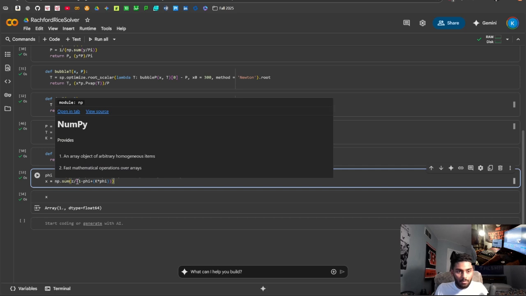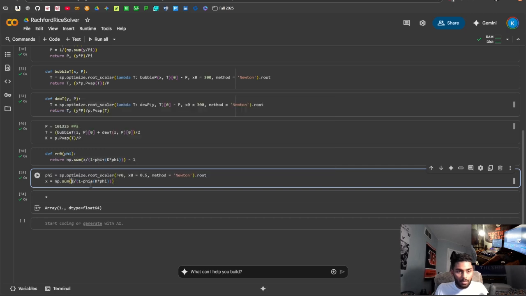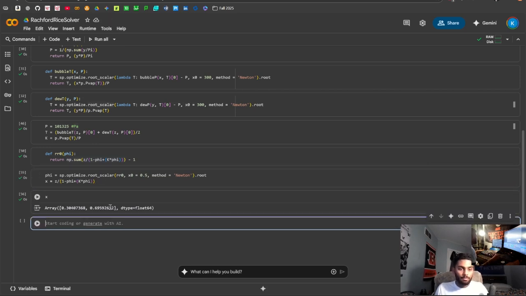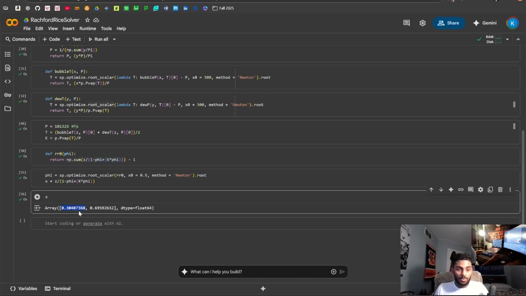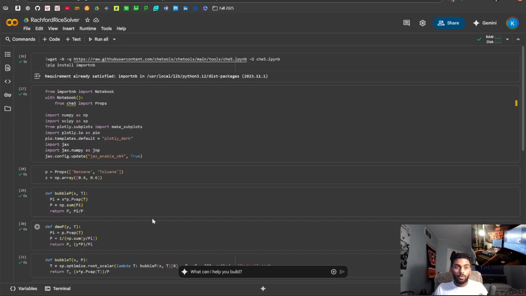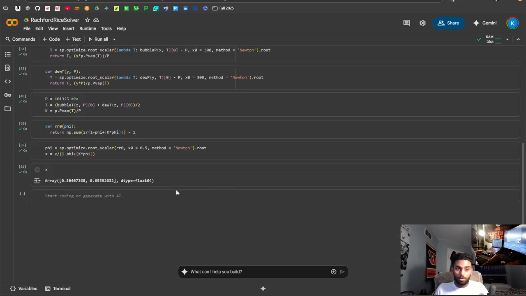np.sum. Oh, no. We don't need the sum here. Now, it was just taking both of those values and putting them together, but we want to see what the individual compositions are. So this is actually going to be the liquid phase mole fraction of benzene. This is going to be the liquid phase mole fraction of toluene, because that's how we have it ordered here.